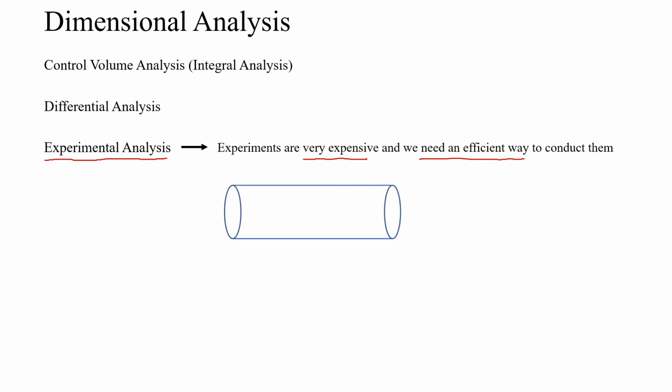Let's say we have a pipe placed in your fluid mechanics lab, and what we are interested in is the pressure drop in that pipe. So let's say we have section 1, section 2, and a fluid that is flowing in this pipe, and I am interested in the pressure drop from section 1 to section 2. So what will this pressure drop depend on? What are the variables on which this pressure drop depends?